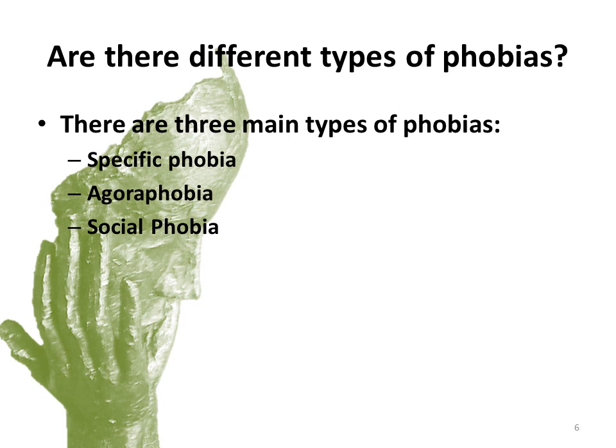Okay, so are there different types of phobias? The answer to that question is yes. There are 3 main types of phobias. These phobias include the specific phobia, agoraphobia, and social phobia. That has nothing to do with social networking like Facebook or Twitter, but it is a social phobia, and we'll discuss that later.